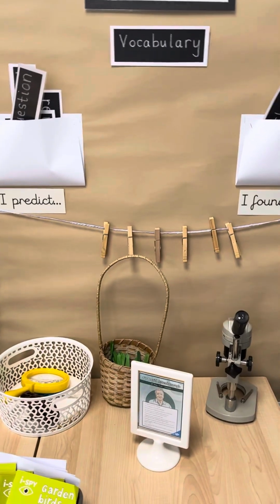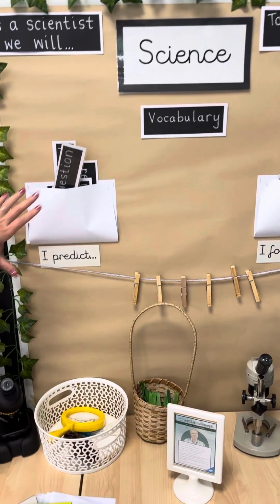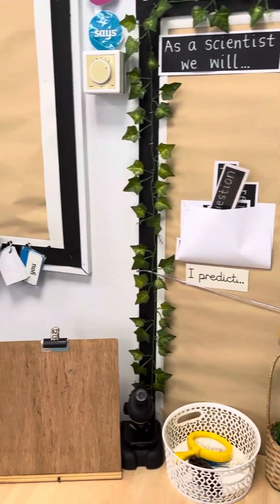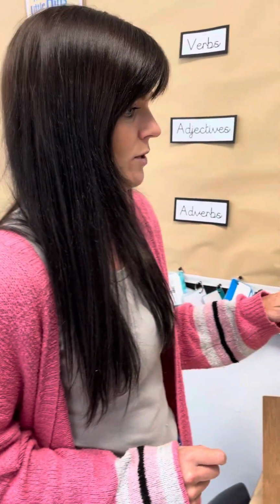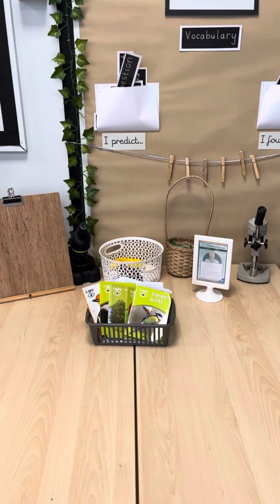Post-it notes go on here for their predictions at the beginning, and we make a little prediction of what we think is going to happen, and then at the end we do another post-it note which shows what we found out. Sometimes the children record the post-it notes themselves if they're able to write on them. If not, they can record it orally and an adult will write it on a post-it note and pop it up on the display.